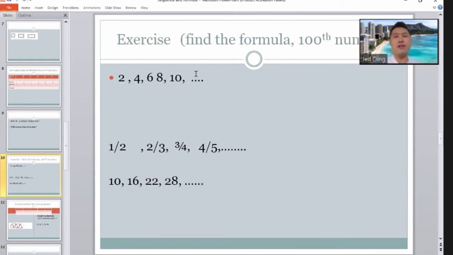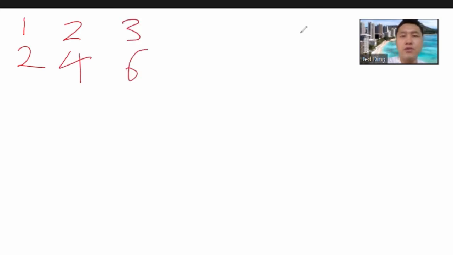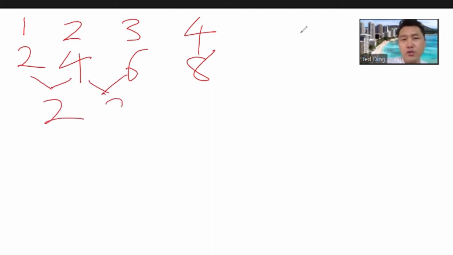Let's do an exercise like this. Okay, 2, 4, 6, 8, 10. Same thing, the first item is 2, the second item is 4, the third item is 6, right? The fourth item is 8. Let's check out the difference. The difference of each item is 2. 6 minus 4 is 2. 8 minus 6 is 2. There must be something like 2n there. So we write down 2n.